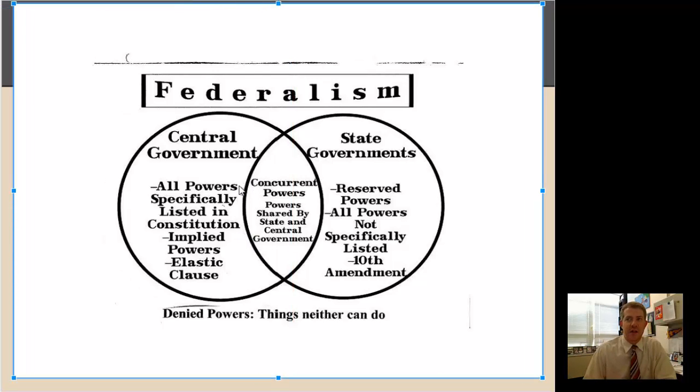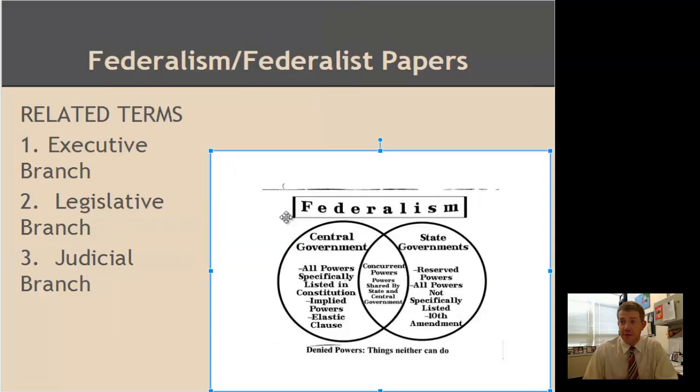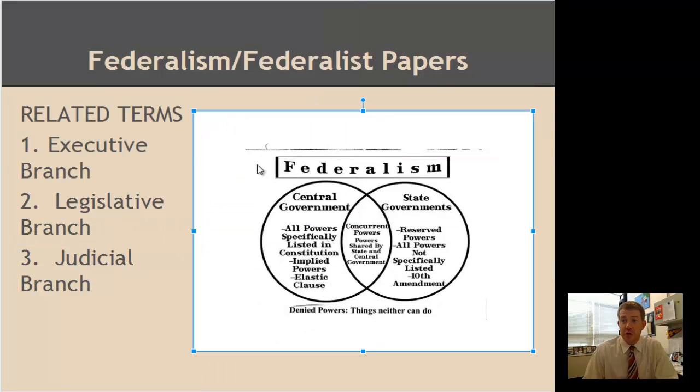This obviously is also going to be a big source of the problem that we talked about in class today, which was the issue of strict construction versus loose construction. You know, if the central government has the powers that are listed in the Constitution, what about those implied powers? What about the elastic clause? And if the 10th Amendment really does give everything else to the states, how can the central government do things?